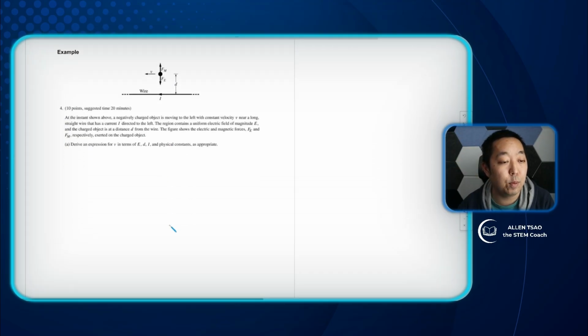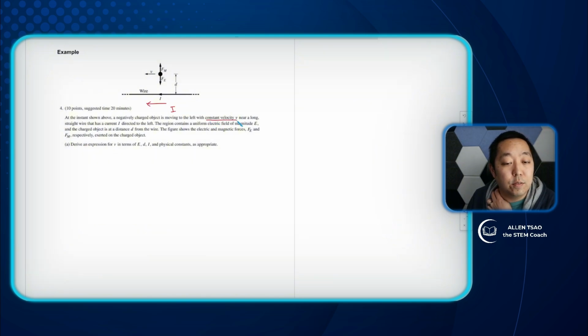Let's look at an example of a problem. At the instance shown above, a negatively charged object is moving to the left with constant velocity near a long straight wire. It's a current I directed to the left. So we have a current this way. The region contains a uniform electric field of magnitude E, and the charged object has a distance d from the wire. The figure shows the electric and magnetic forces Fe and Fm respectively.